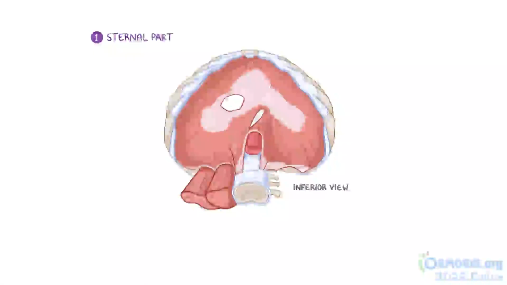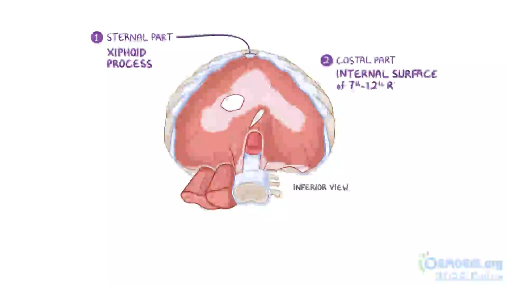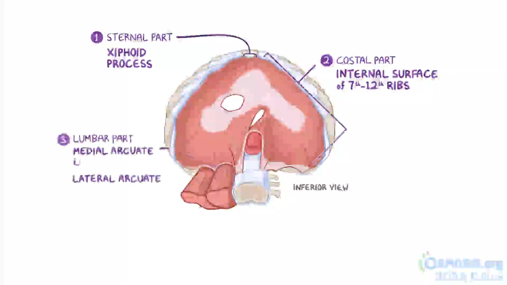The sternal part attaches to the posterior aspect of the xiphoid process. The costal part attaches to the internal surfaces of the 7th to the 12th ribs and their costal cartilages, while the lumbar part attaches to the medial and lateral arcuate ligaments, the L1 to L3 vertebral bodies, and the intervertebral discs in between.